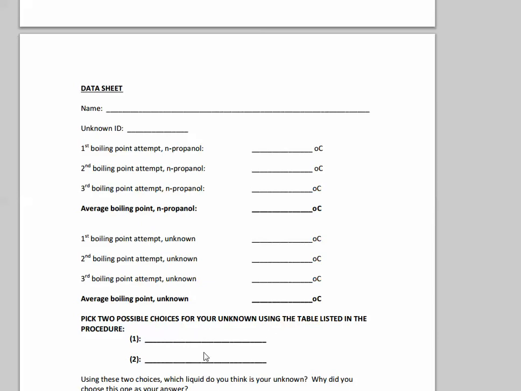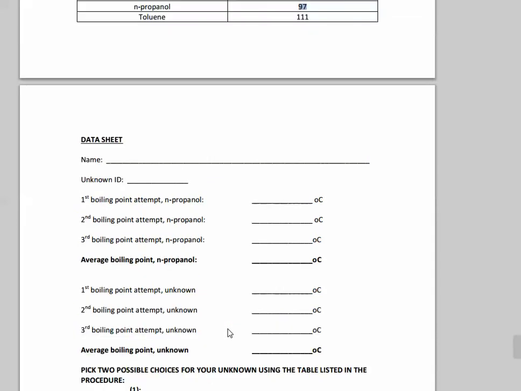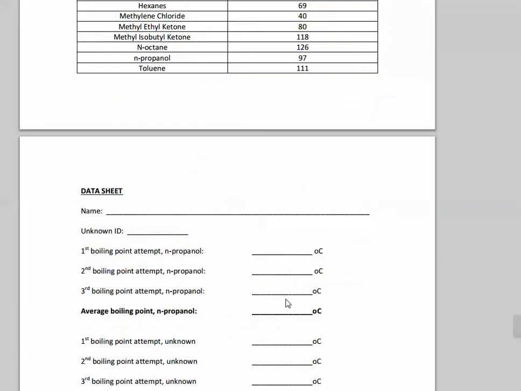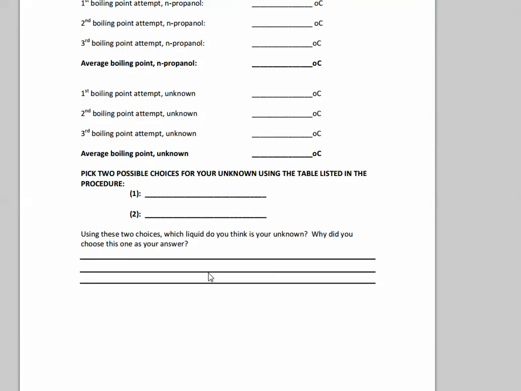So the next question says, what are two of the possibilities from the chart above? We just don't want you to pick one. We want you to pick two. Which two could it be? And then down here at the very bottom, finally, it's going to ask, okay, now that you've picked out your two, which one did you choose, and why did you choose that particular one for your final answer?